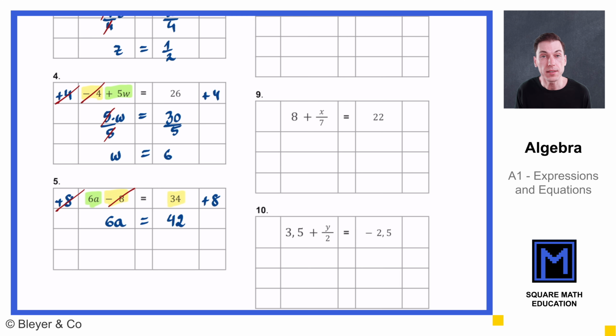We're going to have 42. Now let's undo the multiplication by dividing by 6 on both sides, equal sign. 6 divided by 6 is 1, so we have just a.